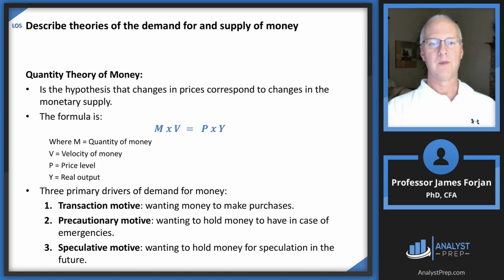And then P times Y, the price level and real output. So think about this, the money supply times that velocity is going to have an impact on consumer prices and producer prices. We talked about that in a previous reading. And then real output. And the three primary drivers are transaction motives, precautionary motives, and speculative motives.